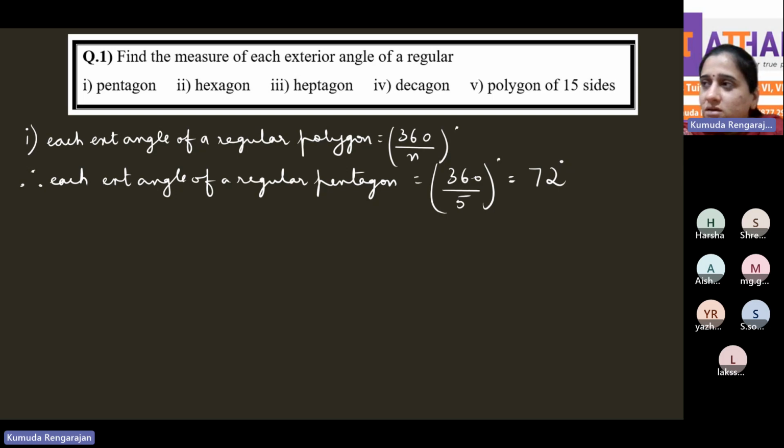So what's the first line? That's the formula. Each exterior angle of a regular polygon is 360 by n. Now this one is a pentagon, so it'll be 360 by 5. So two steps for every answer. Let's come back in 5 minutes, children. Please complete this.